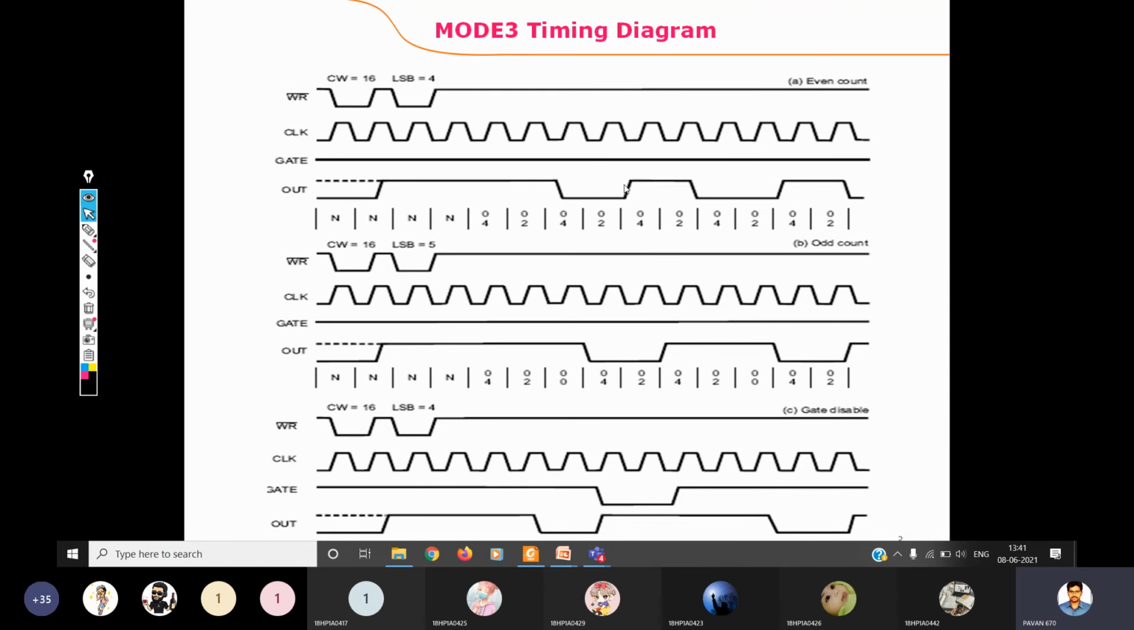If we provide an odd value to the counter register, we may not achieve that 50% duty cycle. We may get somewhat more, like 55% or 60% duty cycle. Some variation will be there. Equal on and off durations cannot be achieved if we load the count register with odd values. So we definitely have to prefer even values when the counter is operating in mode 3, because it is trying to generate a square wave.